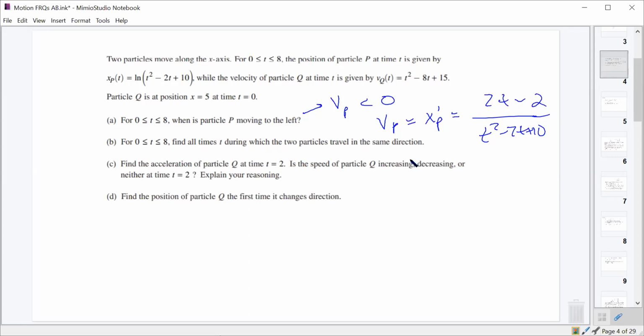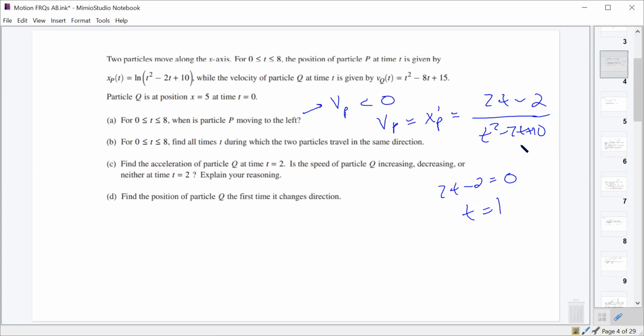And we want to know when this thing is less than 0, on the interval between 0 and 8. First off, the times when it might change from being greater than 0 to less than 0 is when it's equal to 0 or when it might be undefined. So we'll say 2t minus 2 equals 0, which gives us t equals 1. That's one possibility. And then we look at this one down here too.